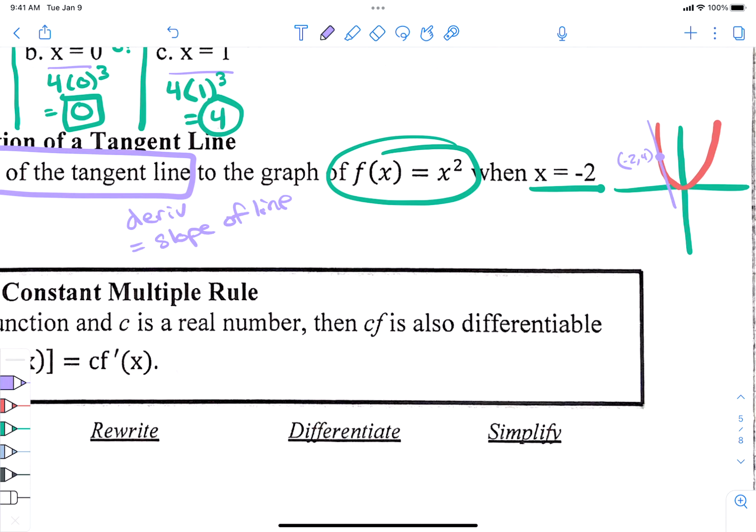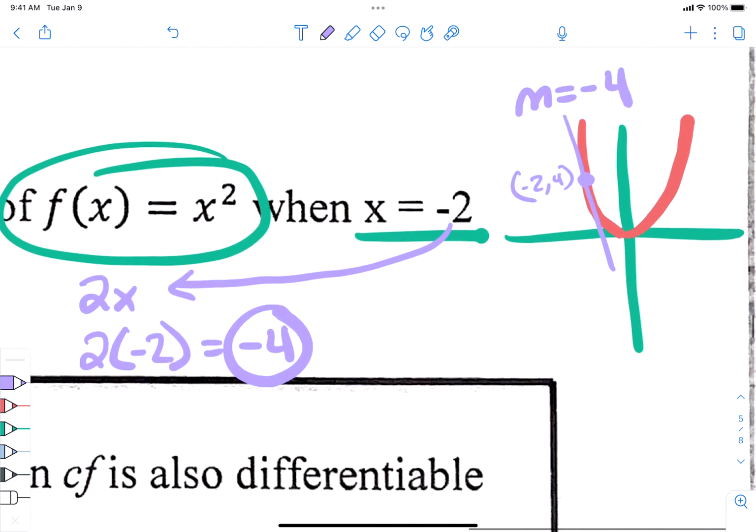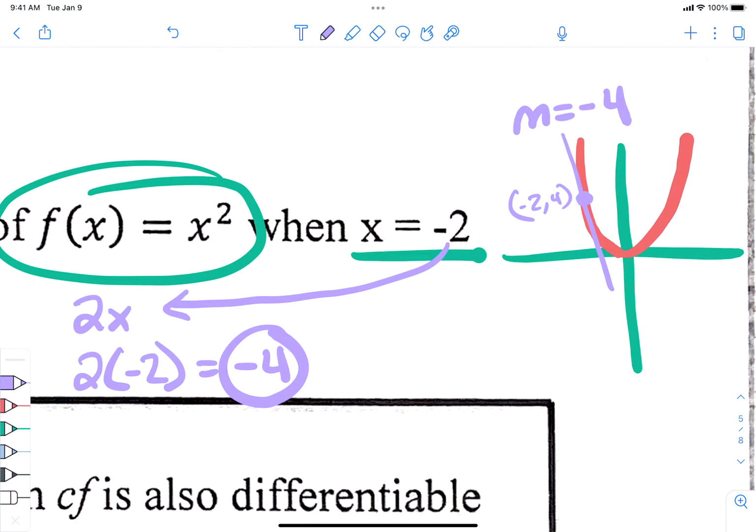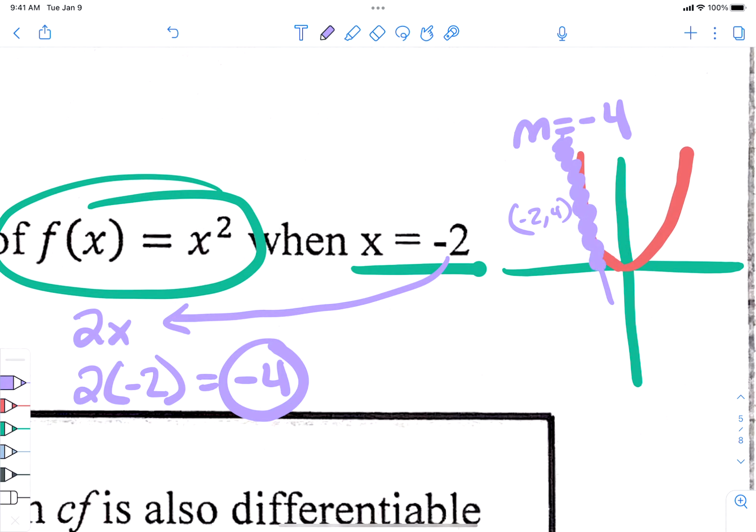Let's just do what we did in the last example. We have x squared. Its derivative is 2x. And if we plug -2 in, 2 times -2 gives me -4. So this guy has a slope of -4, right? But I don't just want the slope. I want the equation of this entire line right here.